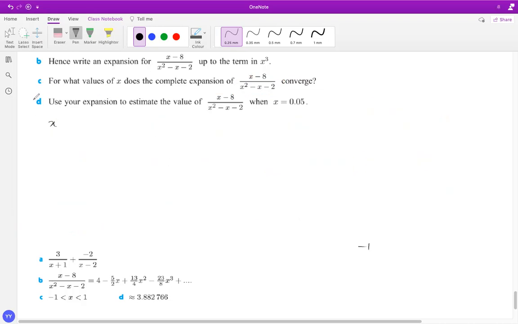The last one is pretty easy, actually. Now you just have to find out x is 0.05. So you plug x is 0.05 here and make the calculations. So this is how you do the series with the negative indices and partial fraction.